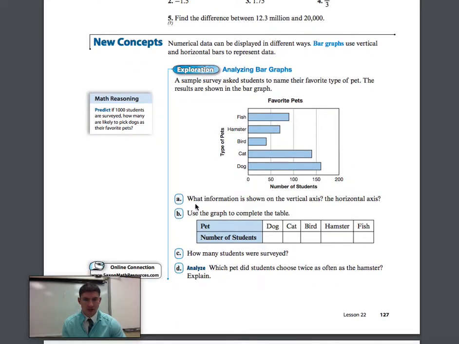In our exploration here, it says A, what information is shown on the vertical axis and the horizontal axis? Well, on the vertical axis, you've got the type of pets. On the horizontal axis, you've got the number of students. Those are the two variables being compared. Letter B says use the graph to complete the table. So how many people pick dog as their pet, the number of students?